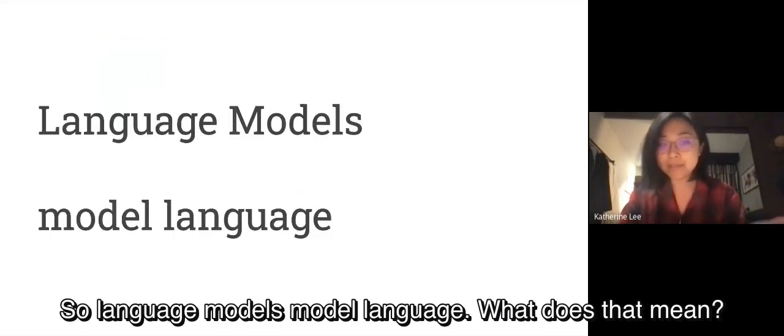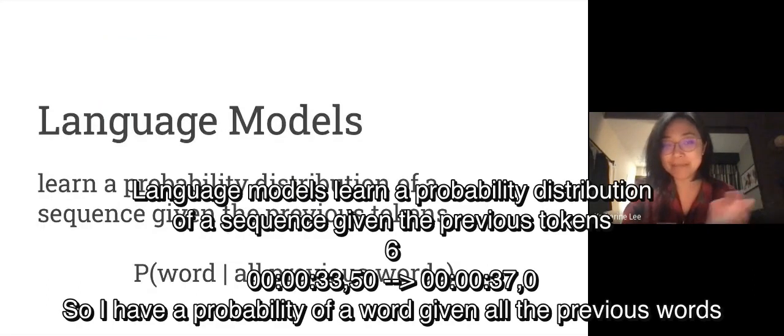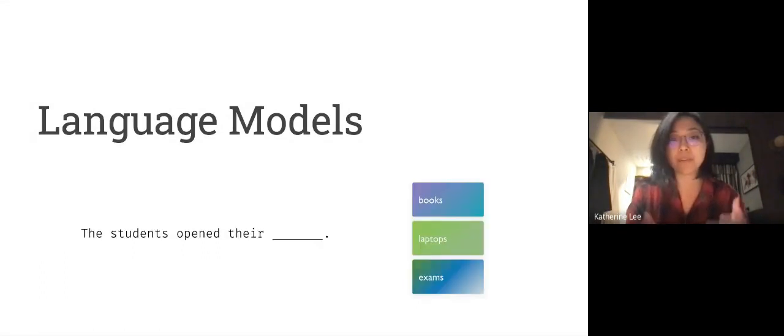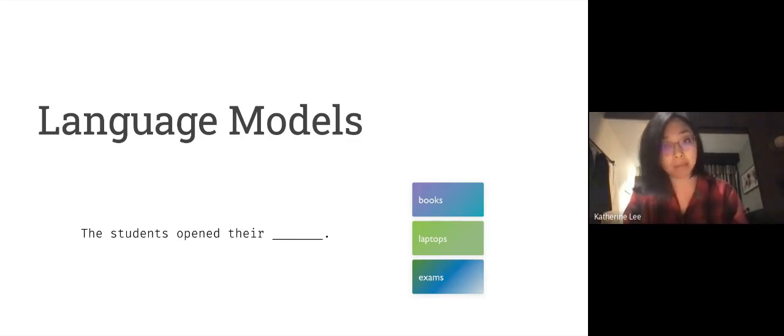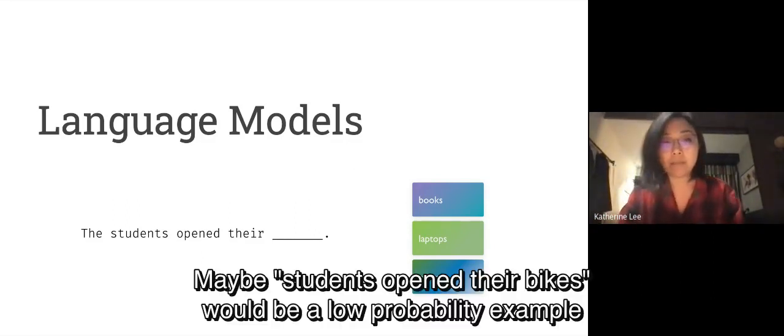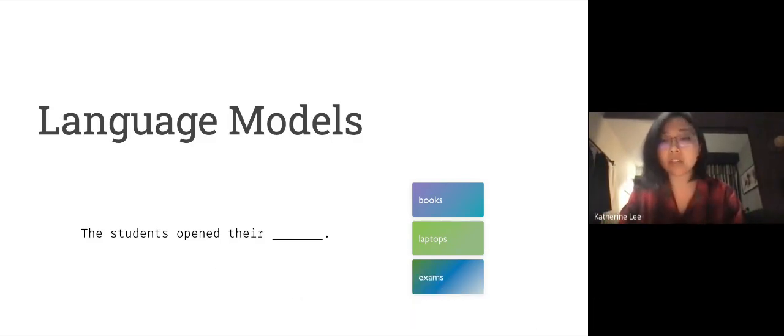So, language models model language. What does that mean? Language models learn a probability distribution of a sequence given the previous tokens. So I have a probability of a word given all of the previous words. For example, you could say the probability of the completion: "The students open their books," maybe high probability. "Students open their laptops," maybe also high probability. Maybe "students opened their bikes" would be a low probability example. Bikes don't usually need to be opened.